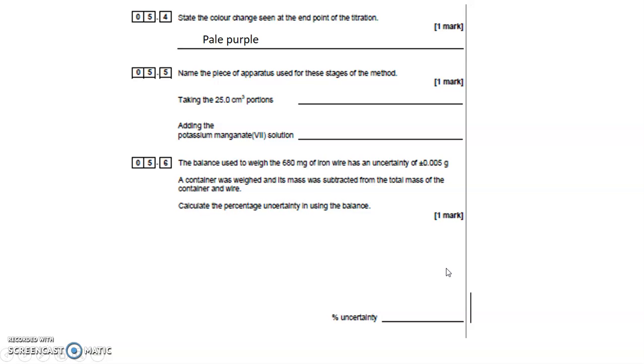Name the piece of apparatus used for this stage of the method. To take 25 cm³ portions, I'd use a pipette. To add in the potassium manganate(VII) solution, you use a burette. The balance to weigh the 680 milligrams of iron has an uncertainty of plus or minus 0.005. A container was weighed and its mass was subtracted from the total mass of the container with the wire. So you've got the container weighed first of all, you know the mass of the container, and then you've got the mass of the container with the wire in it, and you subtract the two to get the wire.